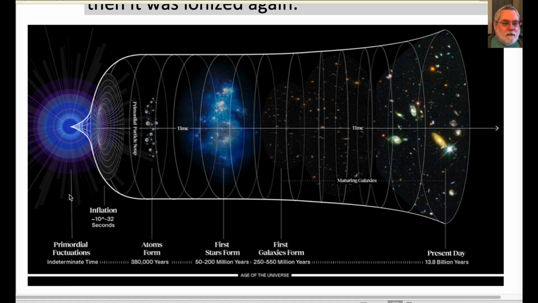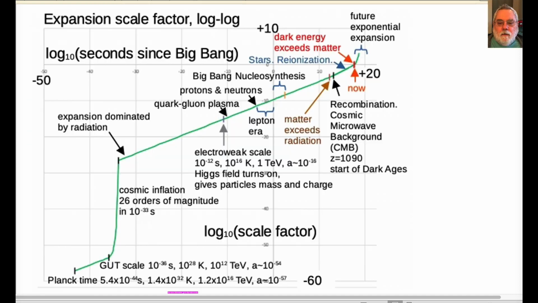So here we see primordial fluctuations, cosmic inflation, atoms forming, cosmic microwave background would be here. First stars forming, first galaxies forming, and so forth. Now the detailed version of the history of our universe. This graph shows the scale factor for the entire history of our universe plus 120 billion years into our probable Big Chill future.